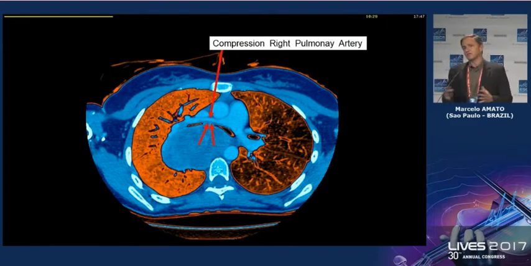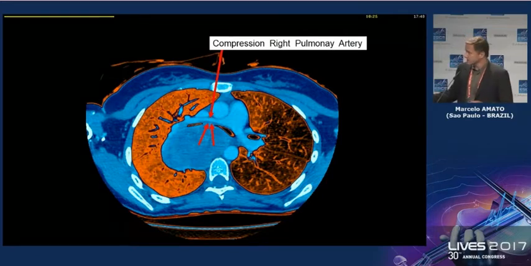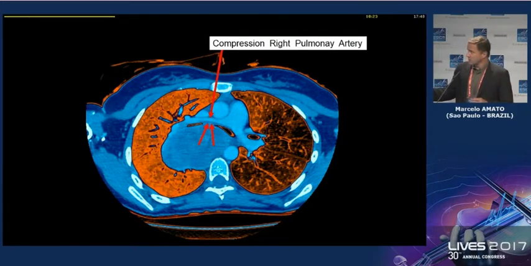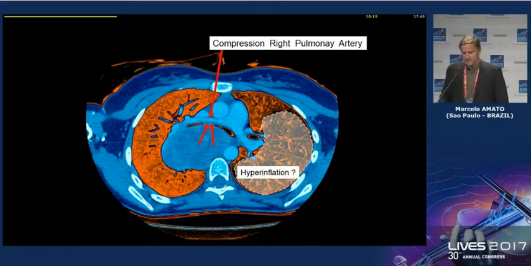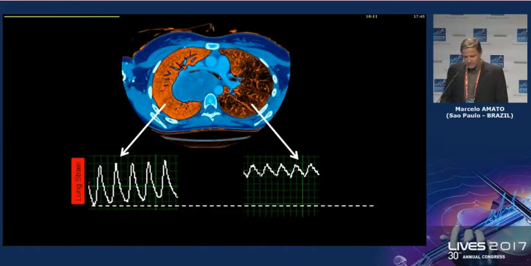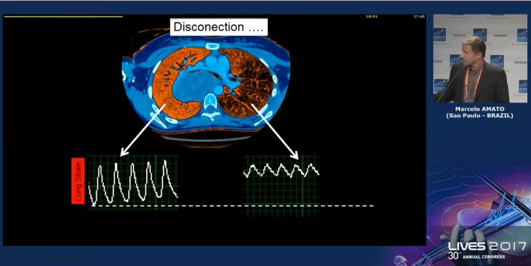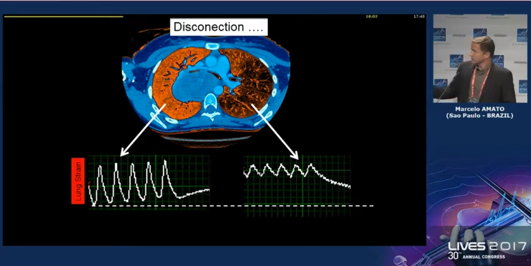And this had different consequences for the surgeon, because if this was a vascular problem, he was proposing to remove the whole right lung. Something that caught our attention is that there was some hyperinflation in this left lung. And then we did a kind of disconnection maneuver from the ventilator. When we disconnected the ventilator, we observed that this lung deflated while the right lung, which was compressed by the left lung, inflated.